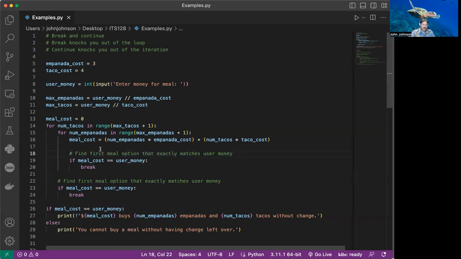But what they're trying to show you essentially is that there are times when you want to break out of the loop altogether. So this break will knock you out of this loop here, and this one here will knock you out of the bigger for loop. Now I'll put you down here, and you can see if your meal cost does equal user money, it's there. If not, that means you've gone through all these different combinations and meal cost didn't equal user money, and you're going to say you cannot buy a meal without having change left over.